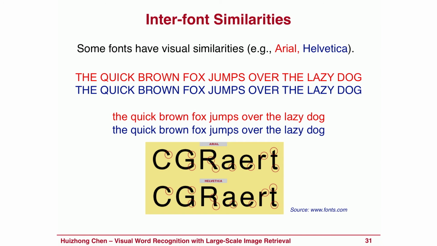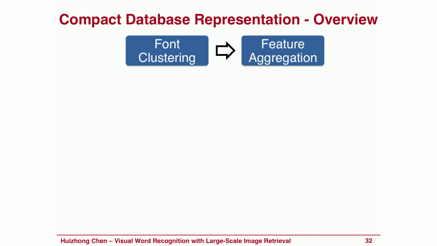We observe that some fonts have visual similarities. For example, the Arial font, shown in red, and the Helvetica font, shown in blue, share a high degree of visual similarity, with their only subtle differences highlighted in the bottom figure. This motivates us to utilize these inter-font similarities for database compression. We use a two-step procedure for database compression, namely font clustering and feature aggregation within each cluster.